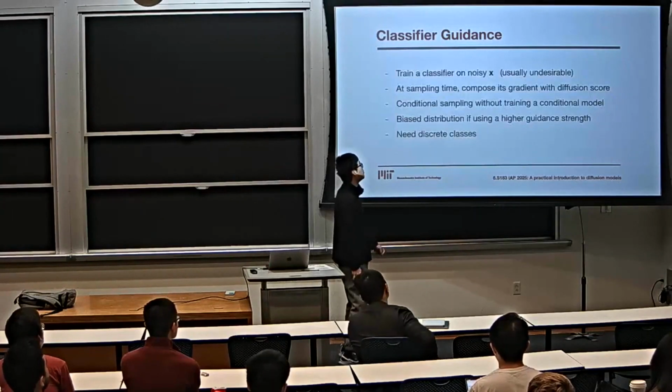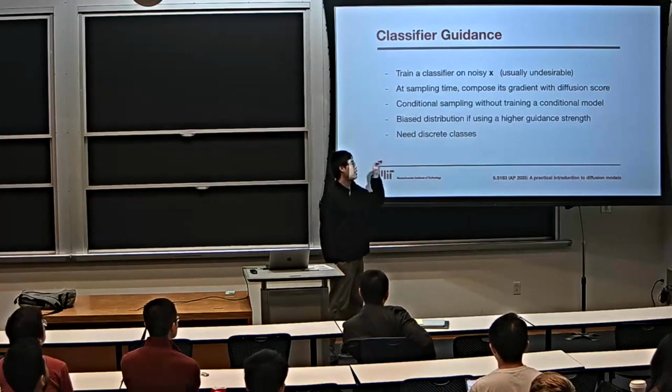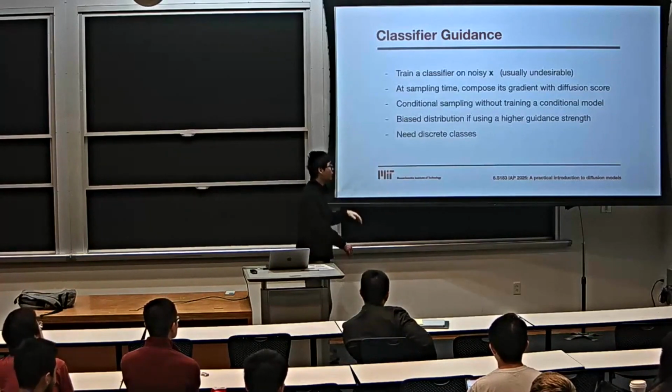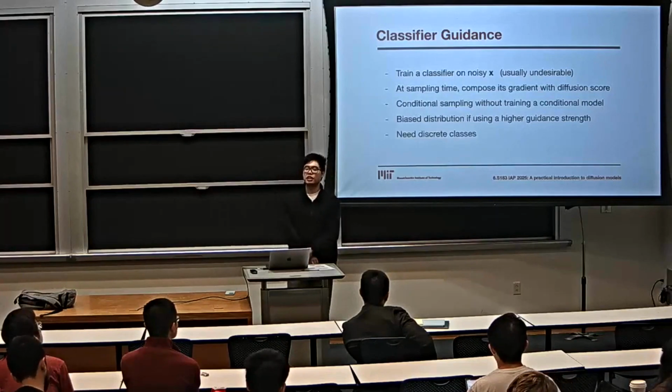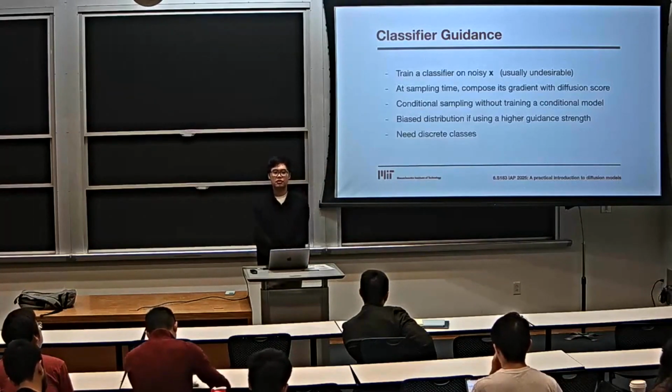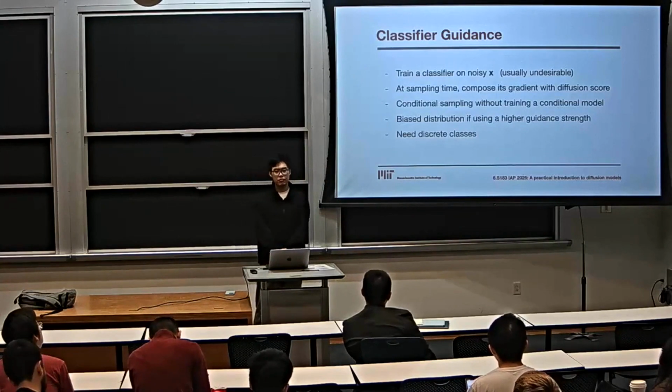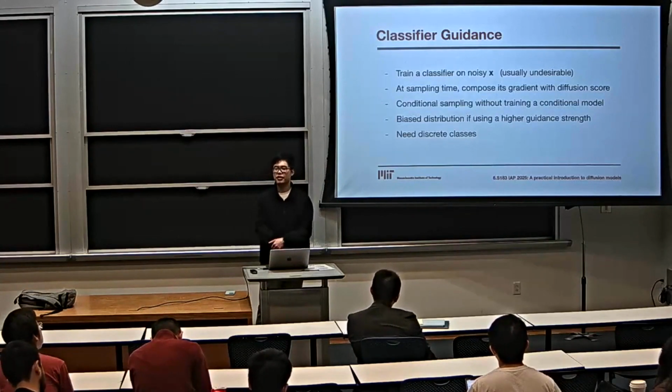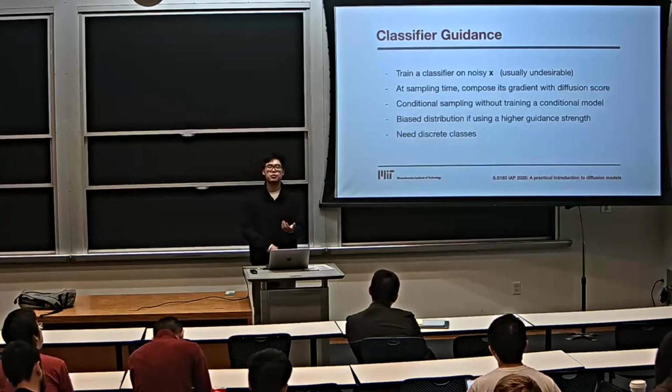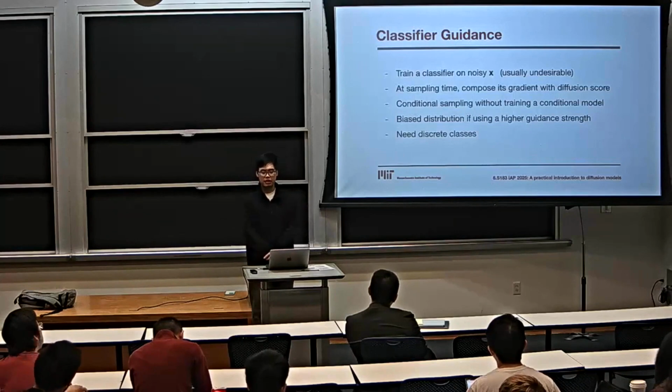That is what I mean by biased distribution if you use a higher guidance strength. Finally, you can see that classifier is really limited. So far we talked about a classifier, and with a classifier you usually need to formulate your problem into discrete classes or binary classes.